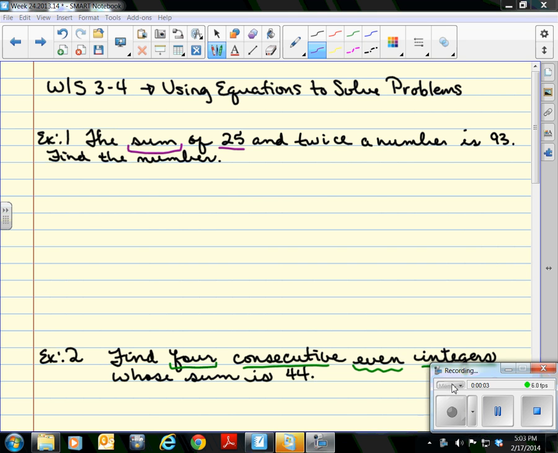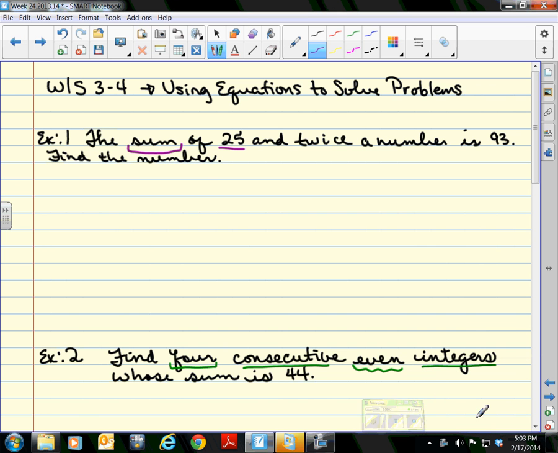Okay, I'm going to give you just a second to write down example 1. The sum of 25 and twice a number is 93. Find the number.